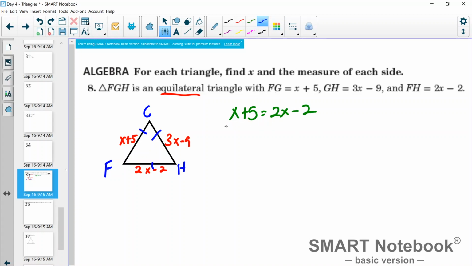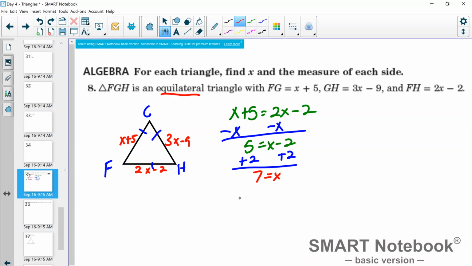The smaller of the x's gets moved because it makes life easier, so we'll subtract x. So we get 5 equals x minus 2. Add 2 to both sides. 7 equals x. So now that we know what x is equal to, I will take it and plug it in for x on any one of my 3 sides here. Again, ease is the name of the game, so x plus 5 is the easiest one. 7 plus 5 gives me 12. So all 3 sides are 12 units.